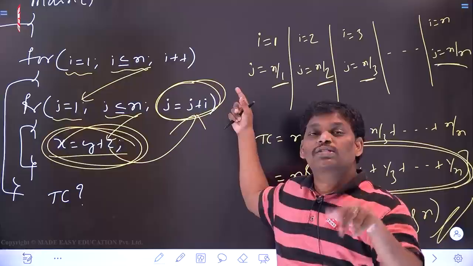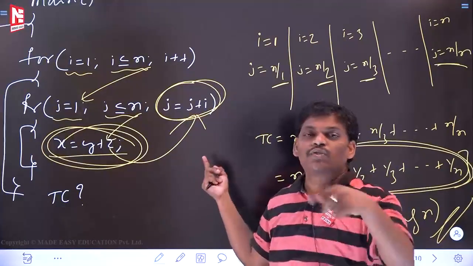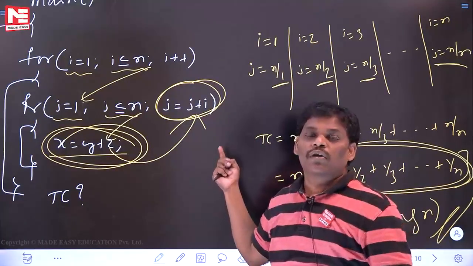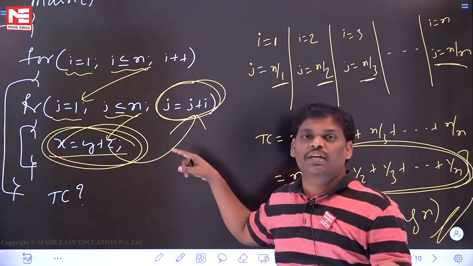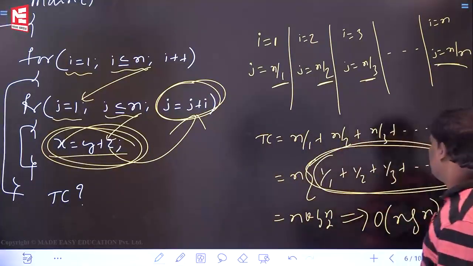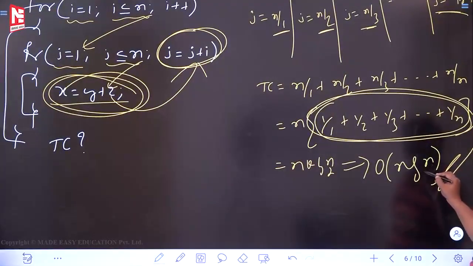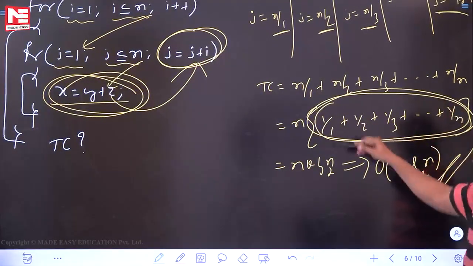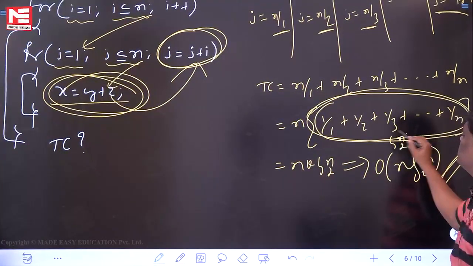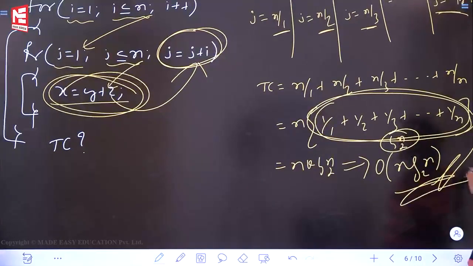I is equal to 1, J how many times? N by 1. I is equal to 2, J how many times? N by 2. I is equal to 3, J how many times? N by 3. It's like the dependency. One series came, solve it. Answer is n log n, n log n base 2. This is going to be the log n base 2 series. N log n is the answer for this.